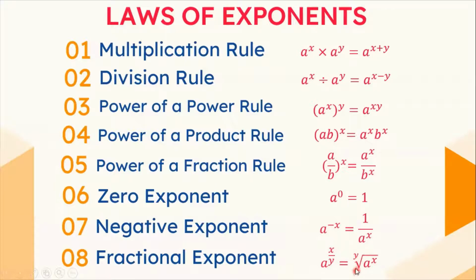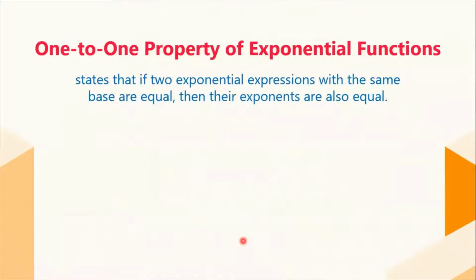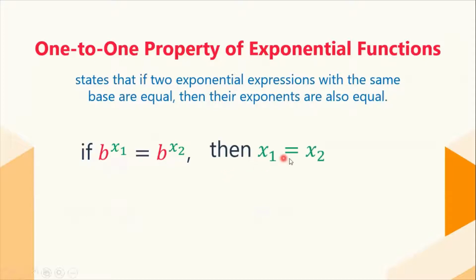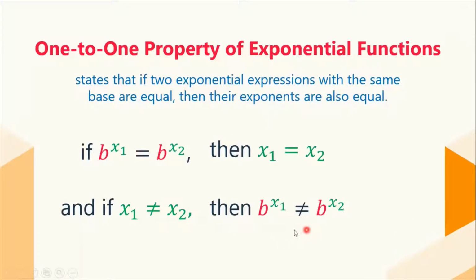To solve exponential equations, we apply the one-to-one property of exponential functions, which states that if two exponential expressions with the same base are equal, then their exponents are also equal. Conversely, if the two exponents are not equal, then the two exponential expressions are also not equal.